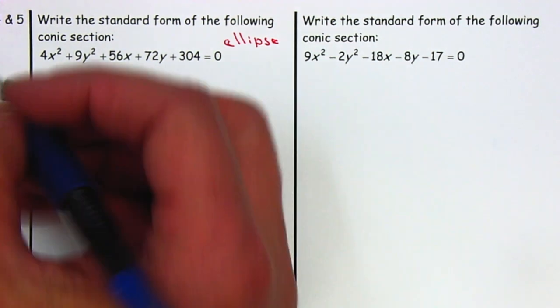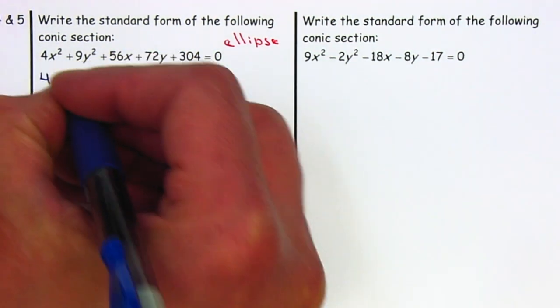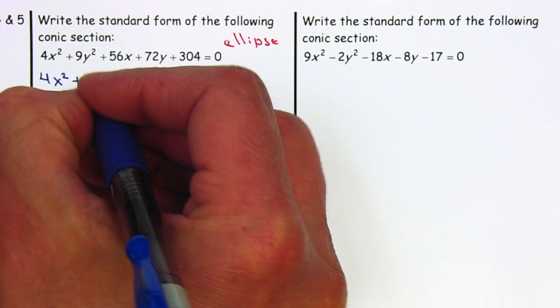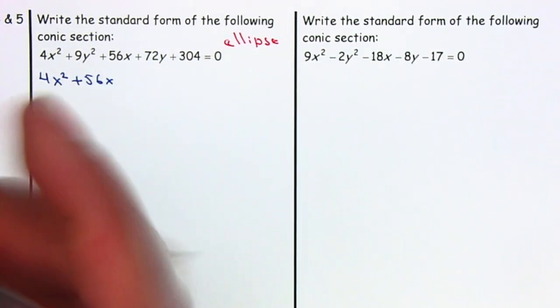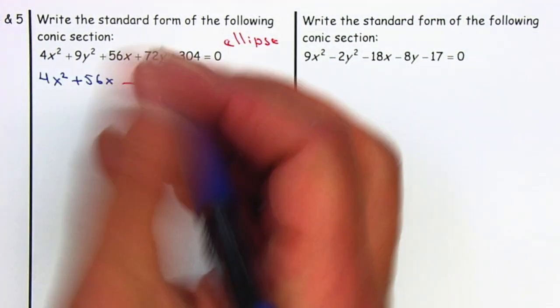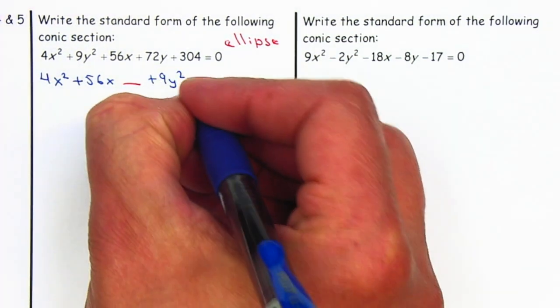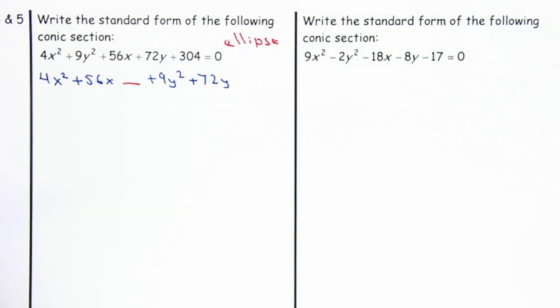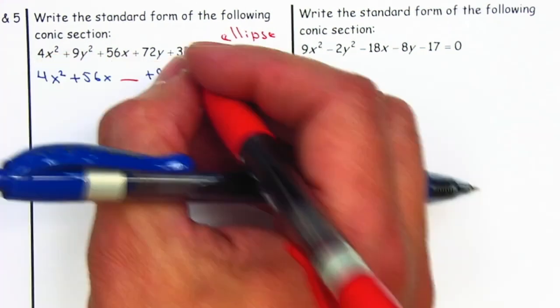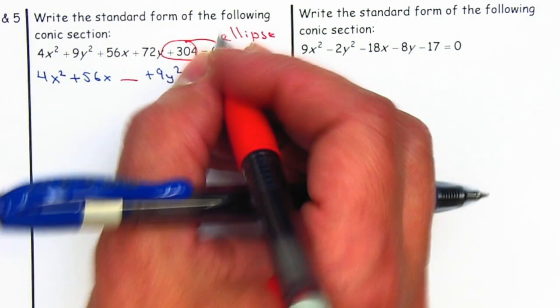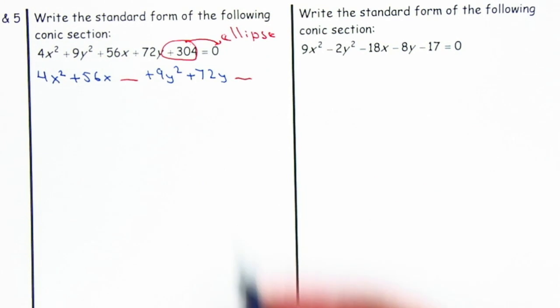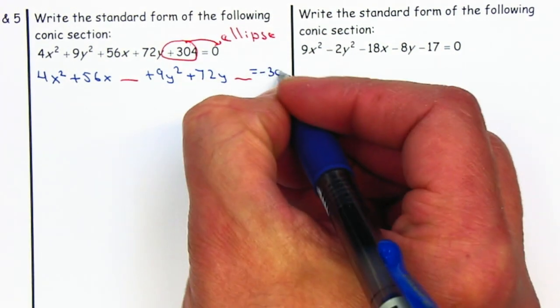I'm going to group my x's together. So we have 4x squared plus 56x. Leave some space to complete the square. Then we have the y, so we have plus 9y squared plus 72y. Leave some space, and I'm going to bring my 304. When I move it to the other side, it becomes a negative 304. So equal to negative 304.